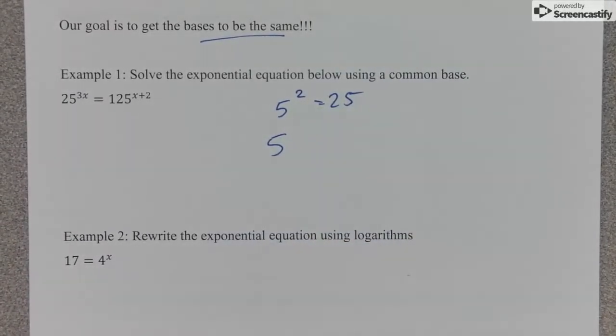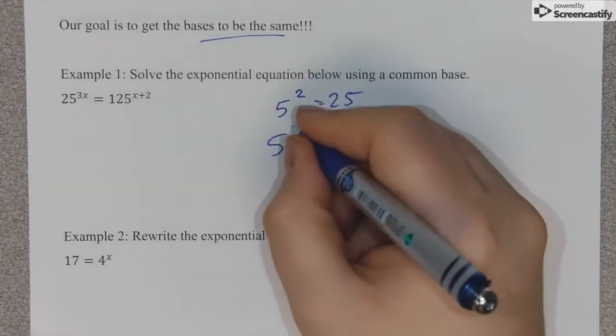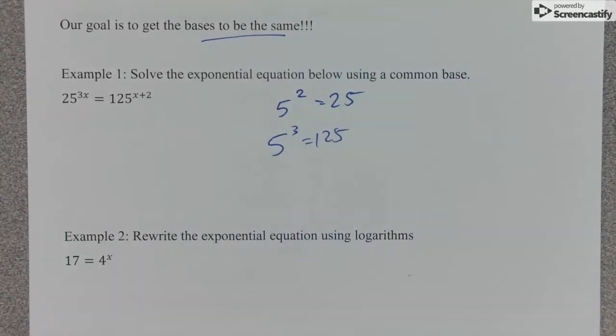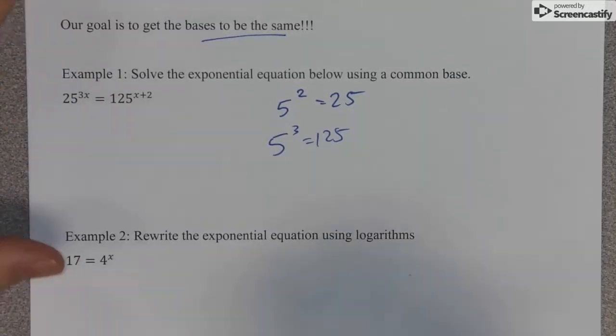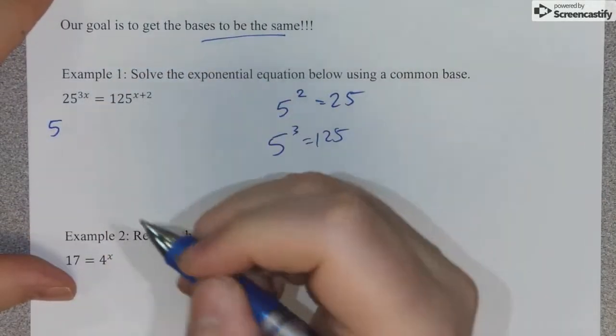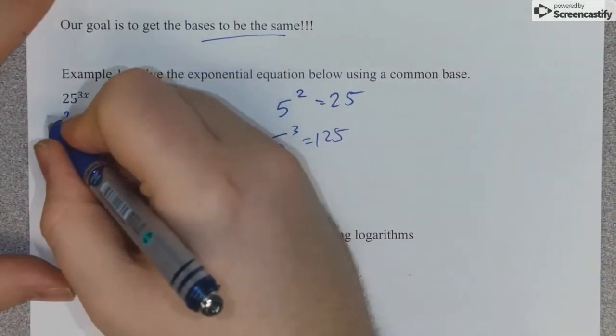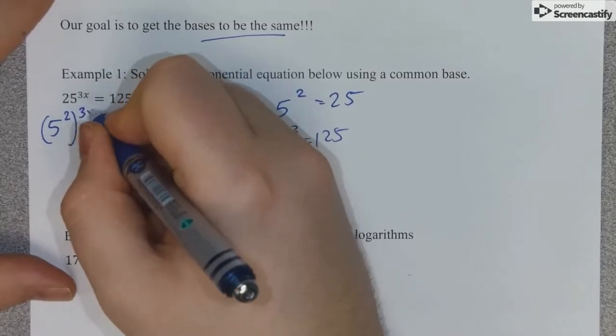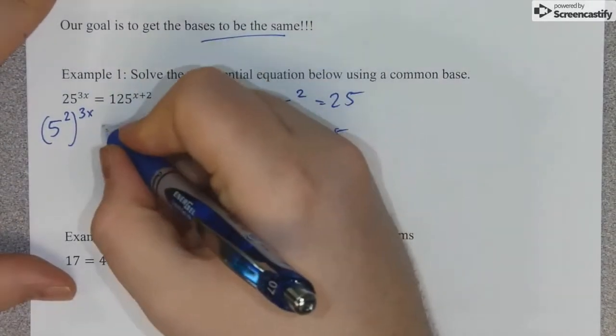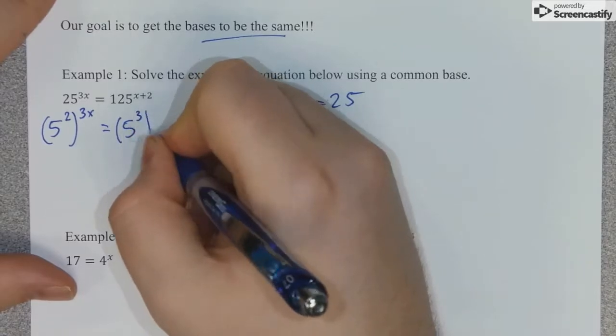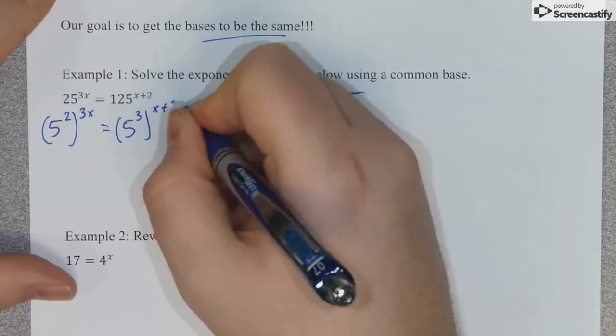Could I raise 5 to some power and get 125? The answer is yes. I could raise it to the third power to get 125. So it looks like I could use a base of 5 here. A lot of this is going to require you to inspect and compare your two original bases. So 25 is 5 to the power of 2, all raised to the 3x. And 125 is 5 to the power of 3, raised to the x plus 2.